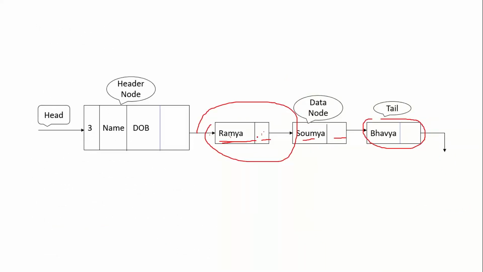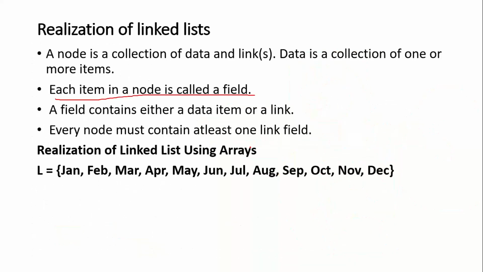Why? Because through this link only you can move on to the next node. Through this link here only you can come to this node. So the link field is compulsory, at least one. Why are we specifying at least one? Because in a single linked list you have only one link. If you use a double linked list or a circular list, you have to use two links. That is the reason we are saying at least one link is compulsory.